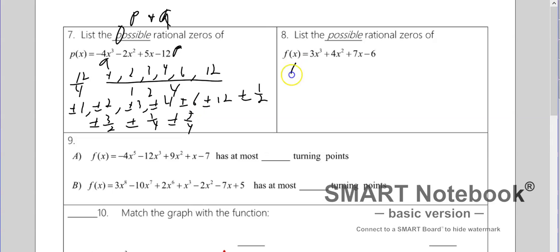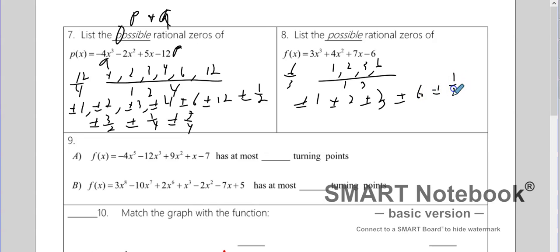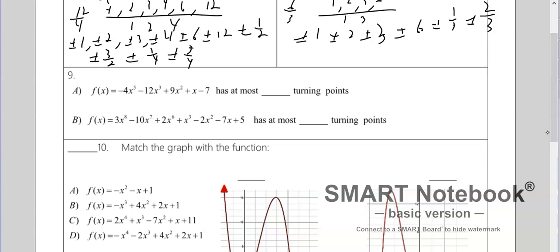All right, this one, 6 over 3. So 1, 2, 3, 6 over 1 and 3. So first off, all those numbers on top over 1. Now all those numbers divided by 3. So plus or minus 1 over 3, plus or minus 2 over 3. 3 over 3 is 1, we already have that. 6 over 3 is 2, we already have that. We're actually finished. All right.